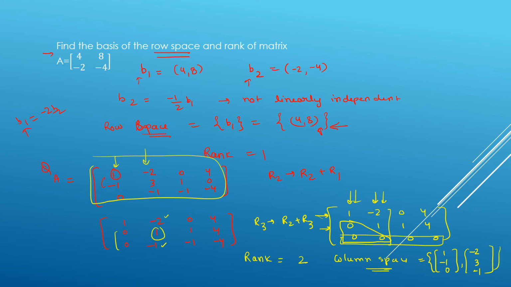And if you have to find the row space, then only these two, which are non-zero, will form your row space. This is how you calculate row space, column space and rank of a matrix using either this form, which will prove linearly independent and dependent form, and then you find the rank, or using echelon form.